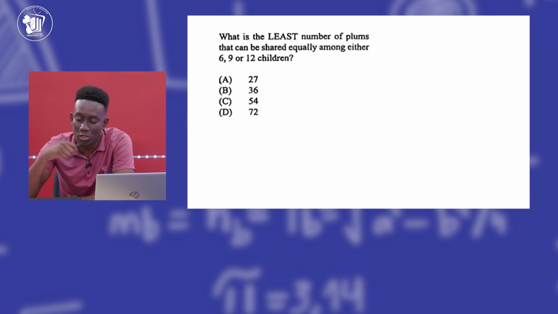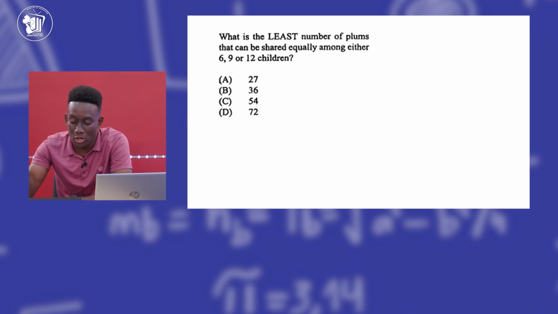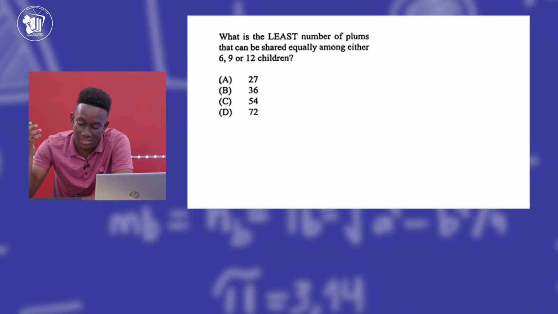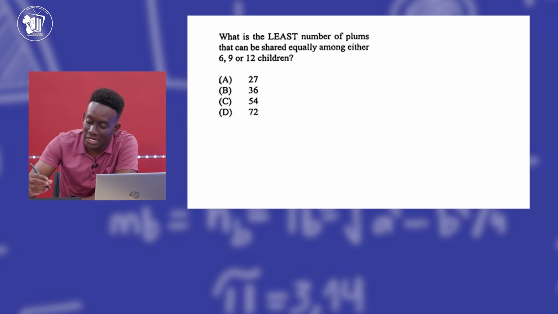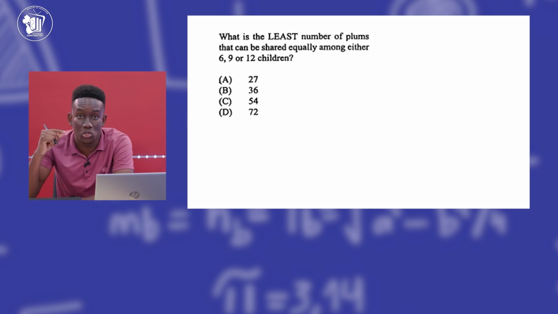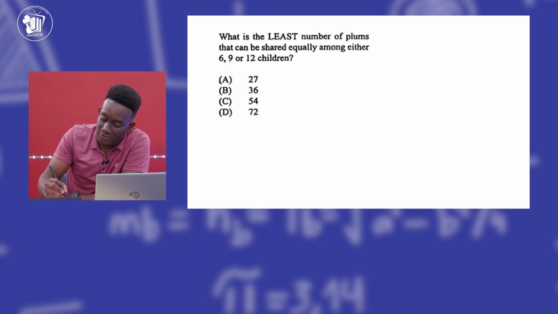And the next one says, what is the least number of plums that can be shared equally among either 6, 9, or 12 children? So the least number of plums, they highlighted the word least. When we talk about least, we're thinking about the lowest common multiple of 6, 9, and 12.